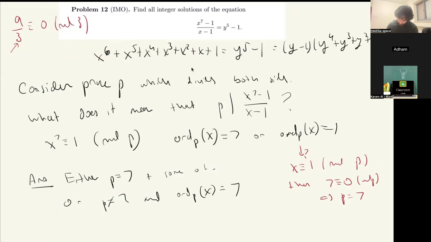But this tells you something. So what does it tell you? In this case, if p is not 7, it means the order of x mod p is 7, and it tells you something about those primes. What does it tell you? That 7 divides p minus 1. So those primes are all 1 mod 7. So in particular, p is congruent to 1 mod 7. So the prime divisors of the left-hand side are some primes that are 1 mod 7, and maybe 7. That's what we get. Does it make sense?